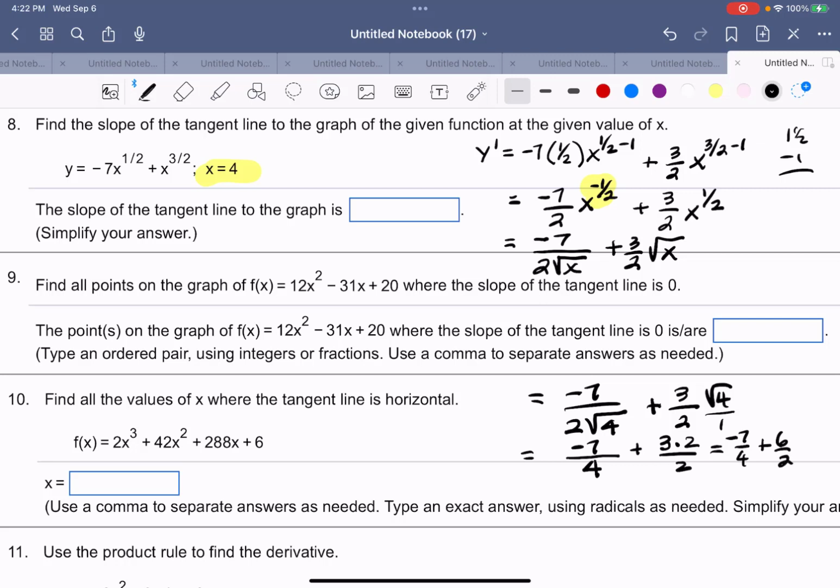So it's negative 7 fourths plus 6/2. Now again, you can use your calculator for that, or I can get a common denominator of 4. So I'll have negative 7 fourths plus 12 over 4, because 6 over 2, you multiply the top and bottom by 2 to get 12 over 4. And so I can easily add this now, and I get 5/4. And we want to leave it as a fraction, 5 over 4. Our final answer is 5 over 4.